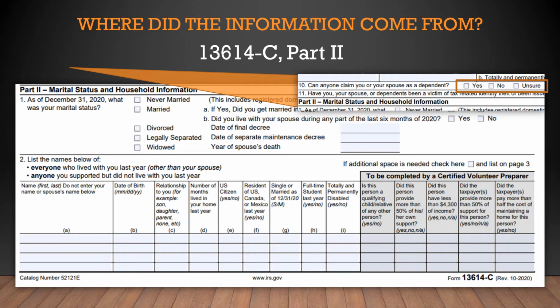And then in Part 2, we see the grid there at the bottom. They can list everyone who lived with them for the last year and anyone that they might have supported, even if that person didn't live with them.